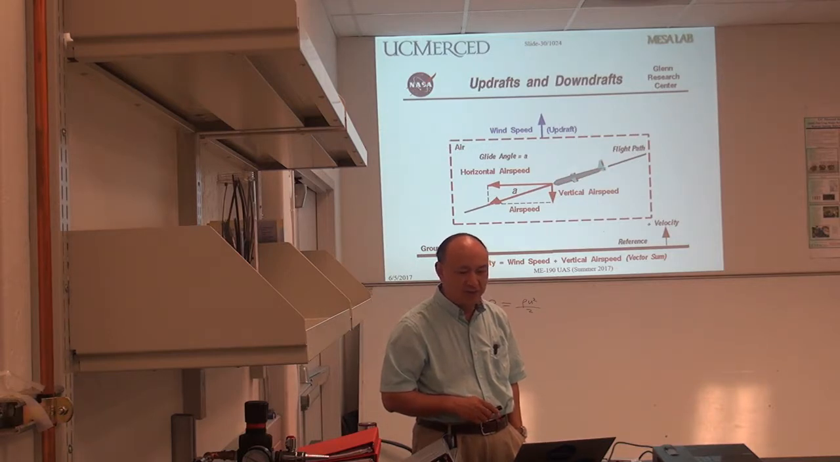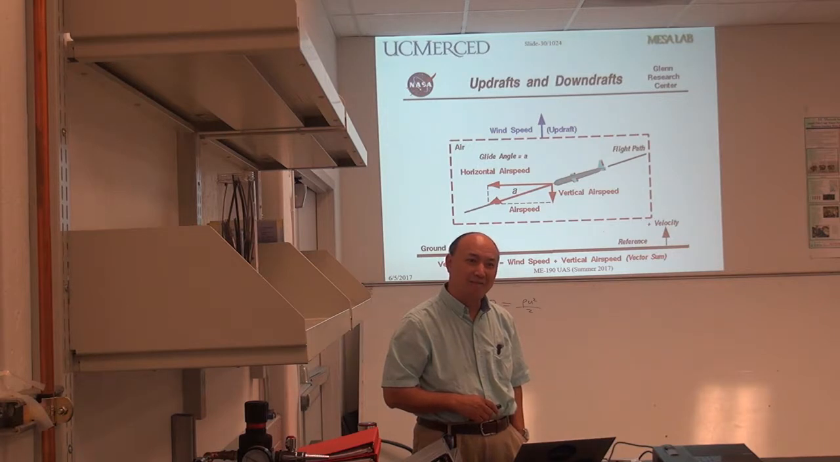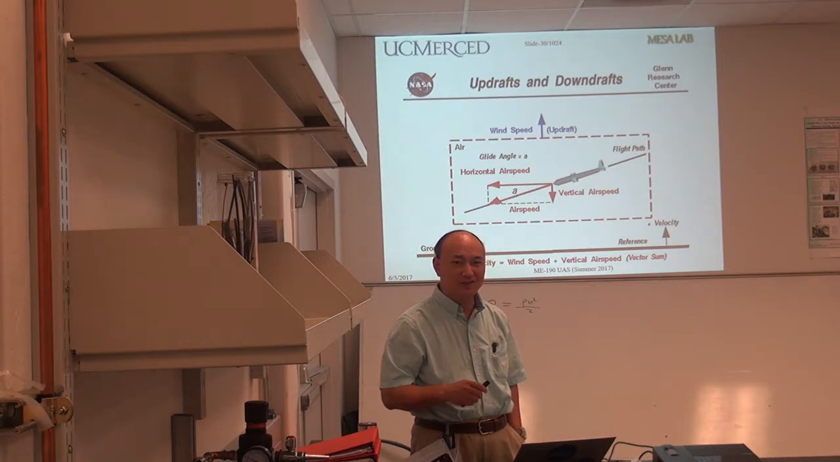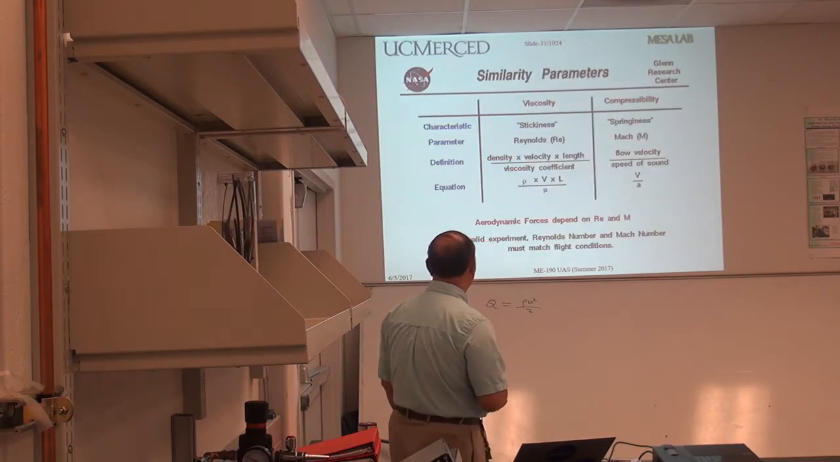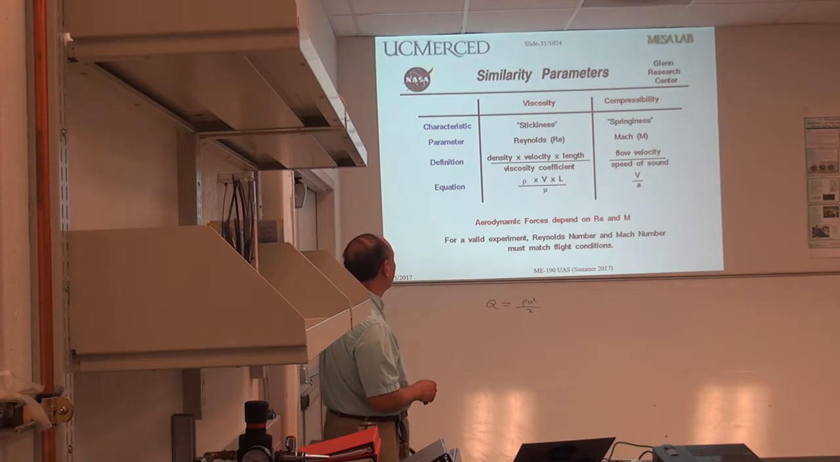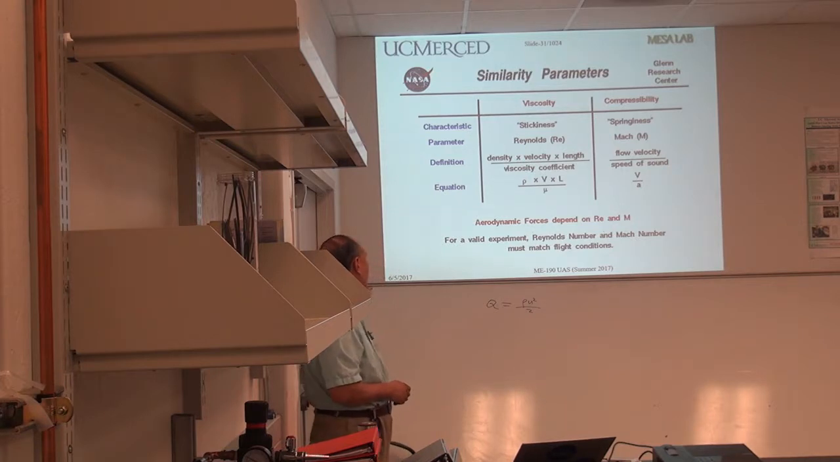In many cases, we have something called similarity parameters. We need to make a model aircraft to put into the wind tunnel so that we do tests in the wind tunnel. But how can we trust those? So there's something called similarity. The similarity involves viscosity, the stickiness of the air, and compressibility, the springiness. So what are the parameters characterizing how sticky it is and how springy it is?